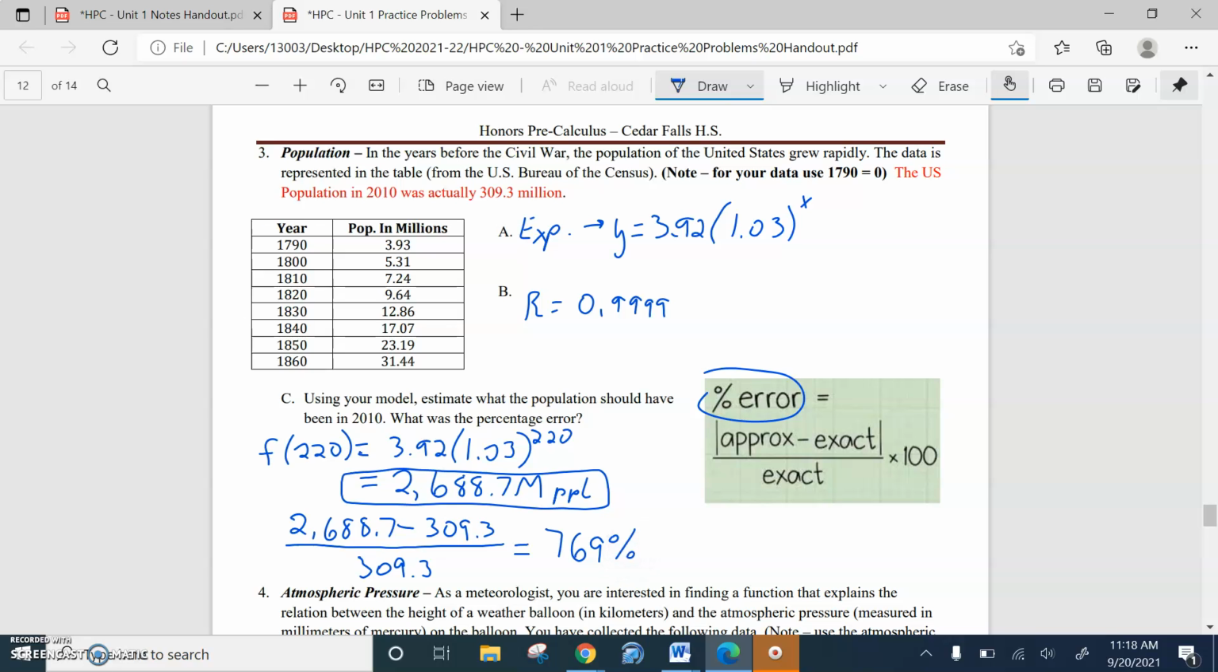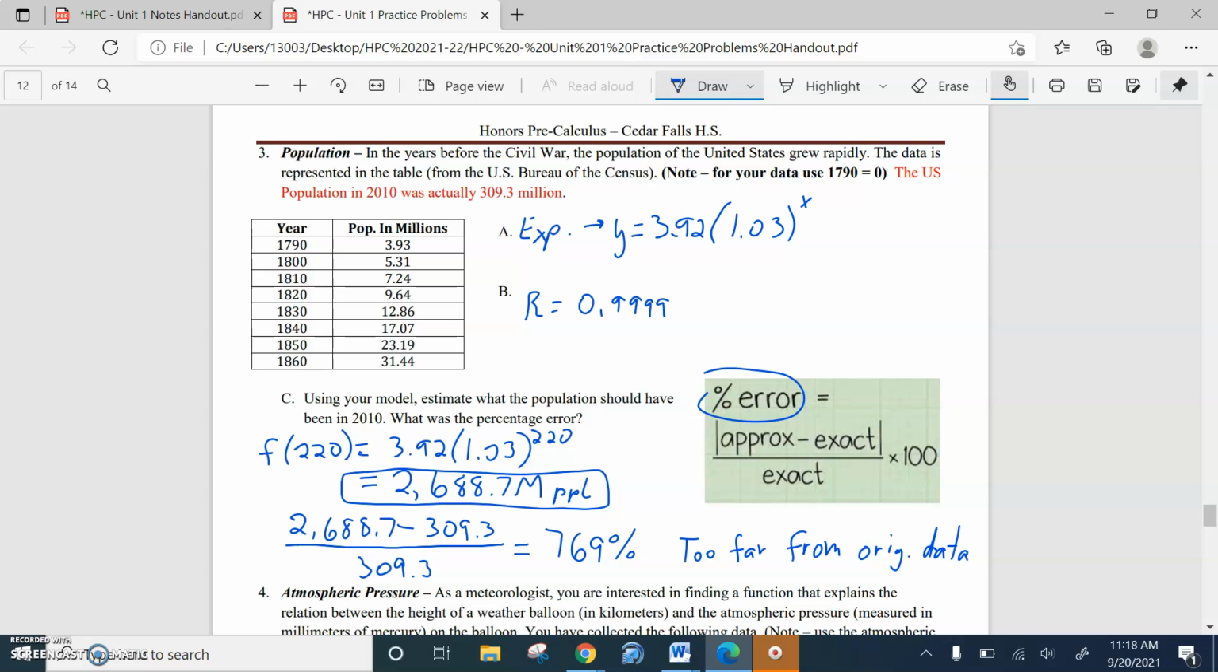What was the percent error? Our percentage error was 769%. That is insane. That's a terrible estimation. Again, it doesn't ask this, but if it said, why is this error so high? It's because the data point is too far from the original data, and therefore this is not a good approximation.